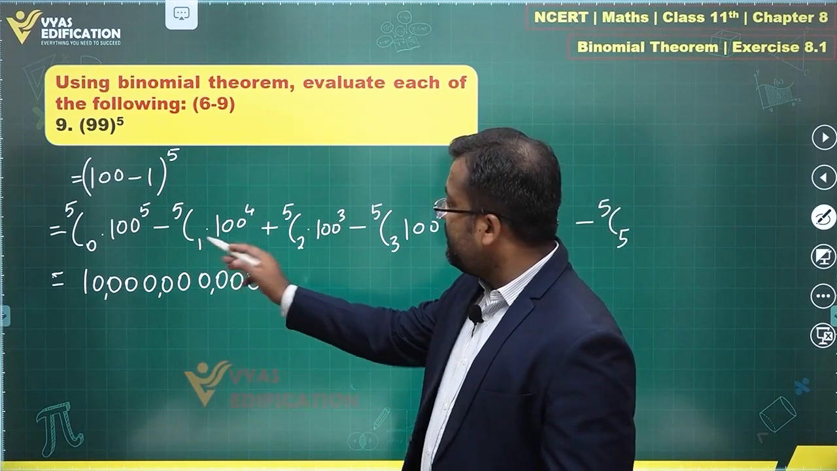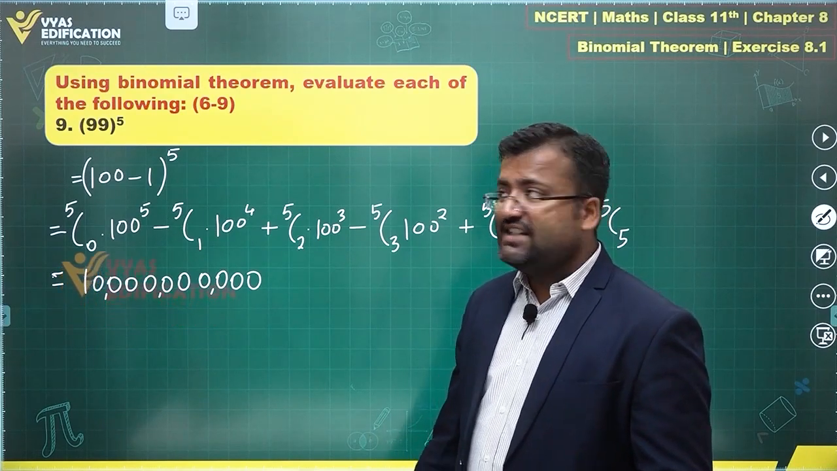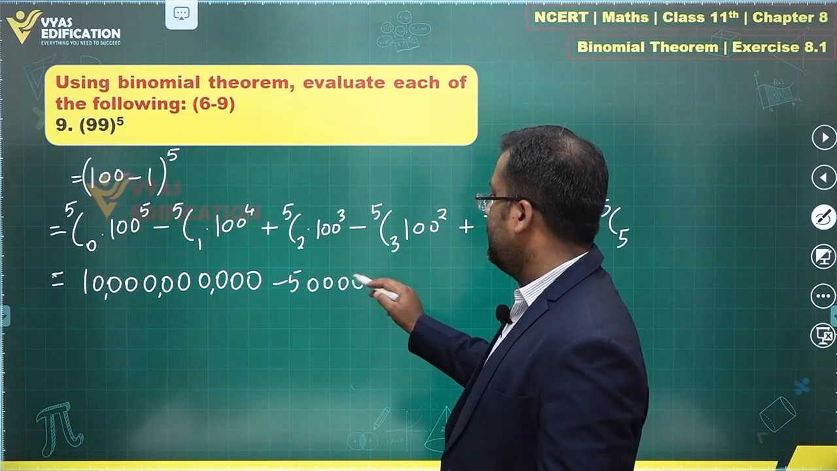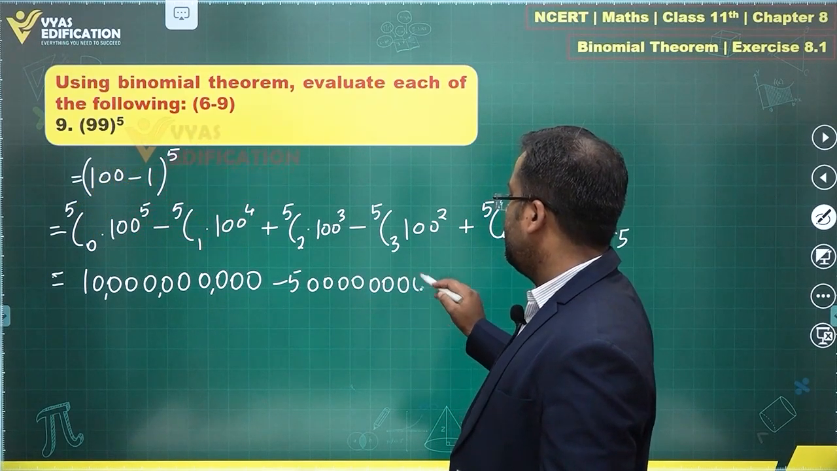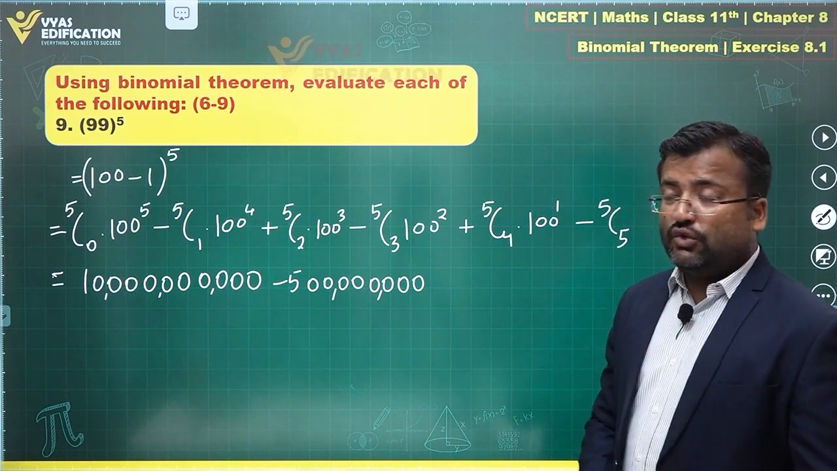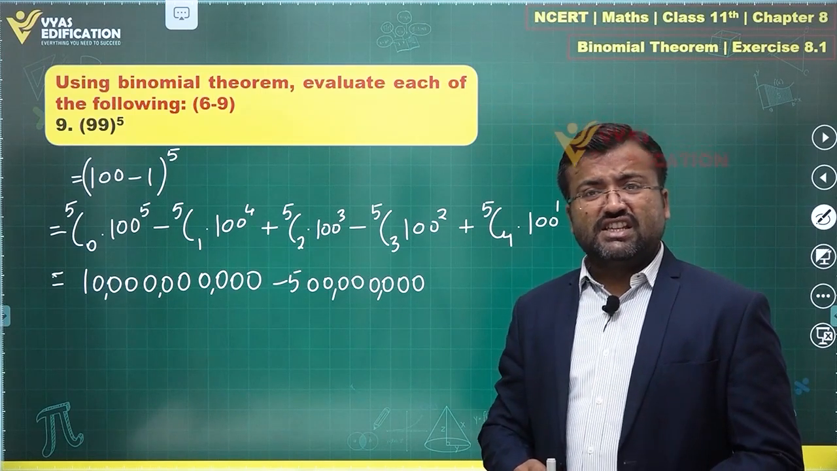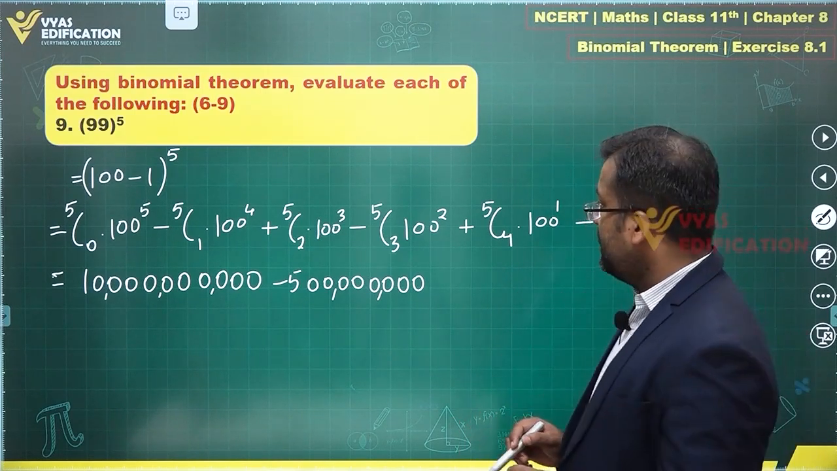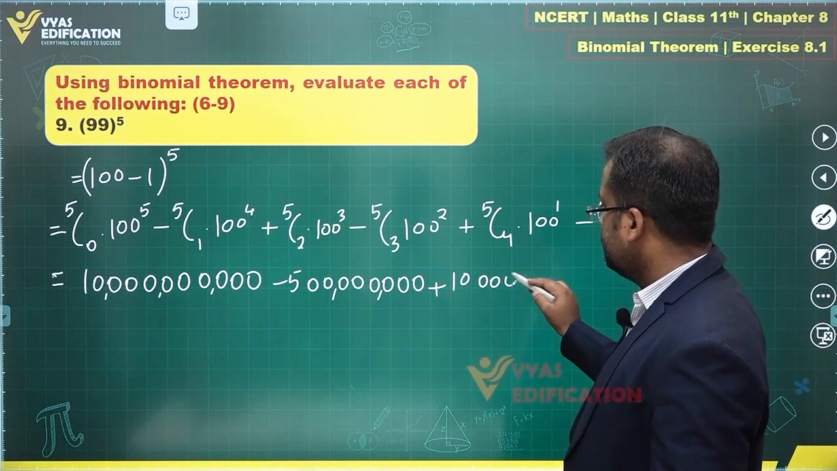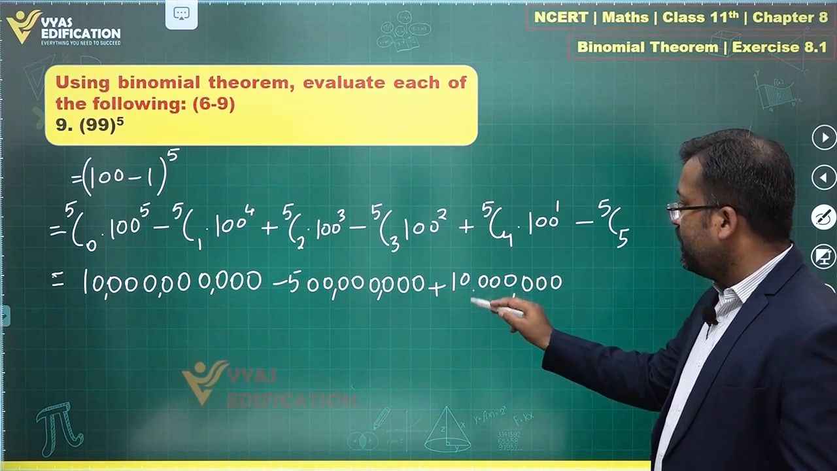What next? This is 5C1. 5C1 is 5 followed by 100 power 4, which is 8 zeros. 5 followed by 8 zeros. Okay, let's separate them out by commas. This is what you have. 5C2 is 10. 10 into 100 power 3, which is 6 zeros. So 10 will be followed by 3 plus 3, 6 zeros, right? This is what you get.